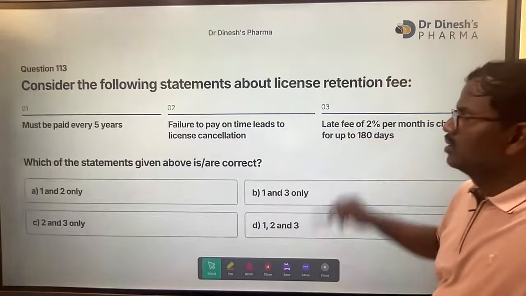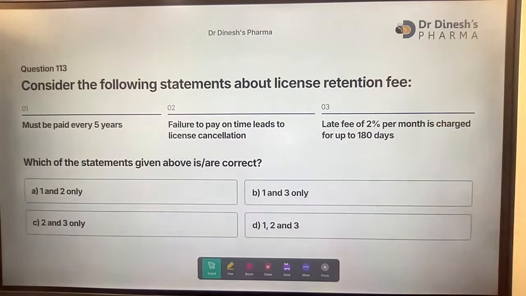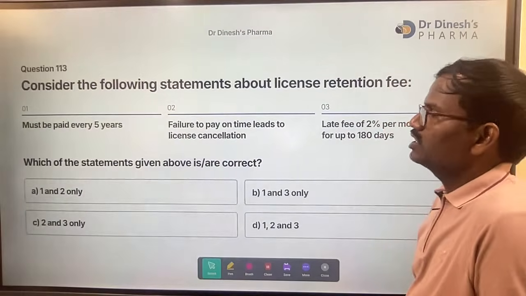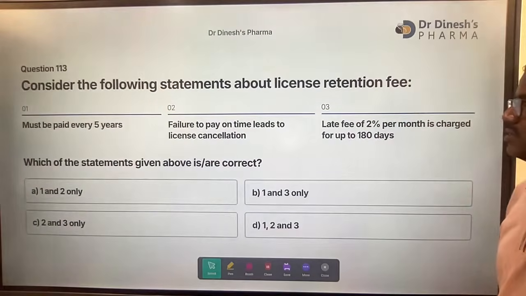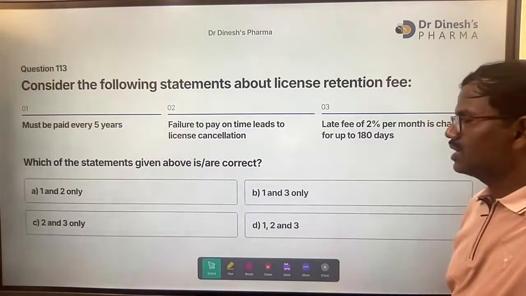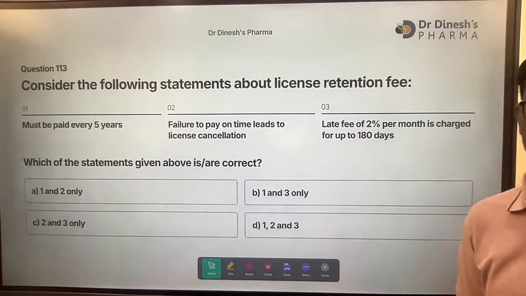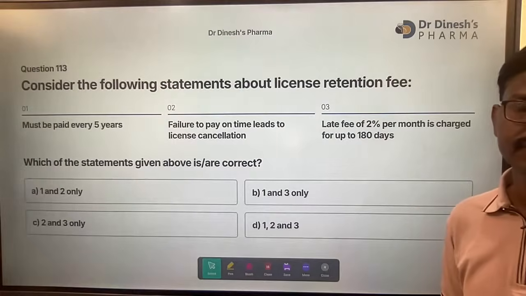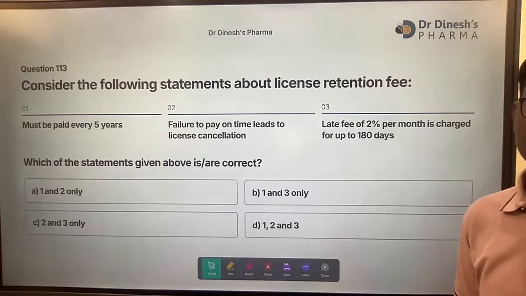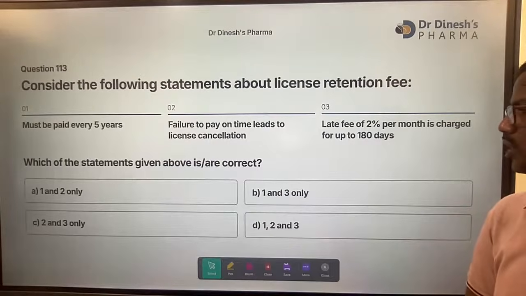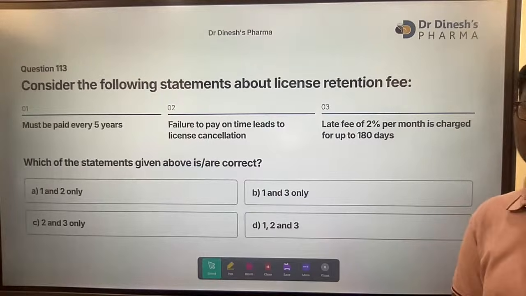They require exclusive use for clinical investigations, allow unannounced entry by the medical device officer, and mandate maintaining records. Consider the following statements about license retention. One, the license retention fee must be paid every 5 years. Two, failure to pay on time leads to license cancellation. Three, a late fee of 2% per month is charged up to 180 days. Which statement is correct? 1 and 2 only, 1 and 3 only, 2 and 3 only, 1, 2, 3.